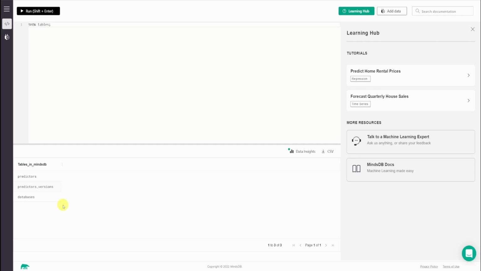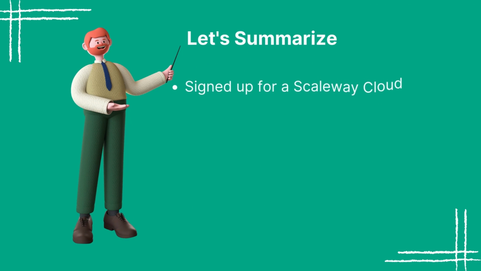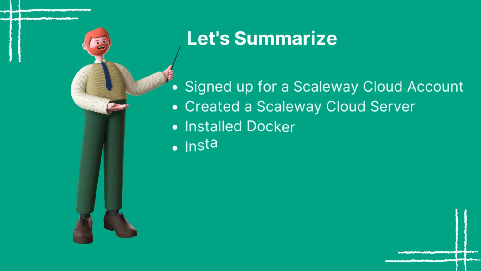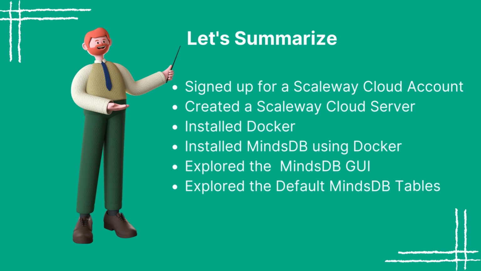So now let's summarize what all we did in this video. Initially we signed up for a Scaleway cloud account. Then we created a Scaleway cloud server. Then we installed Docker in that server. Then we installed MindsDB using Docker. Then we explored the MindsDB GUI, and finally we explored the default tables present in MindsDB when we launched the MindsDB instance for the first time. So that's all for this tutorial.